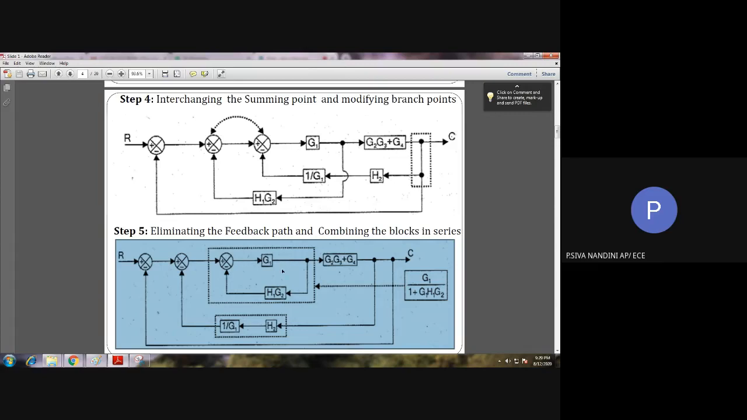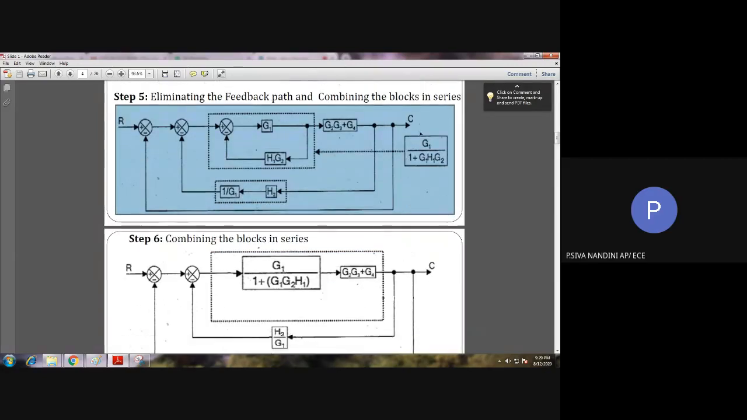So instead of G, here we are having G1, and instead of H, we are having H1 G2. So if you substitute in that equation, we will be obtaining this block. So it is given here. Okay.